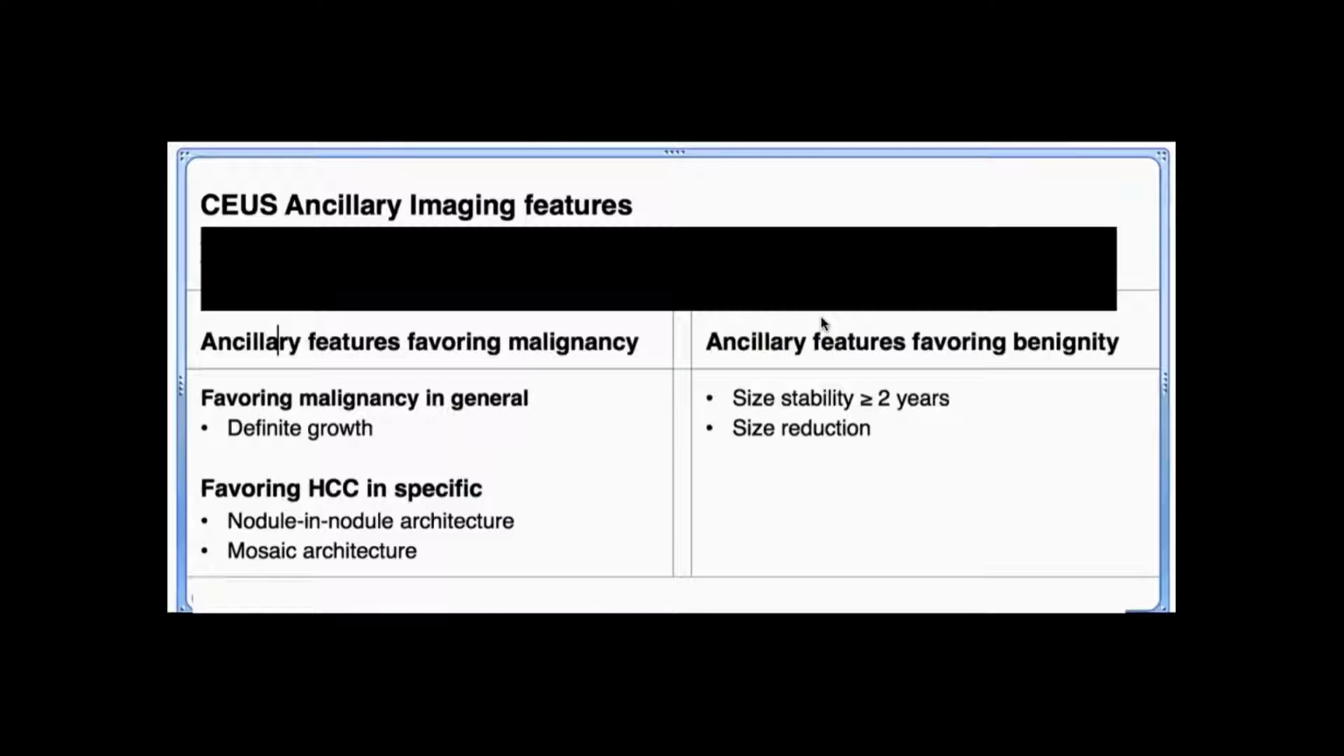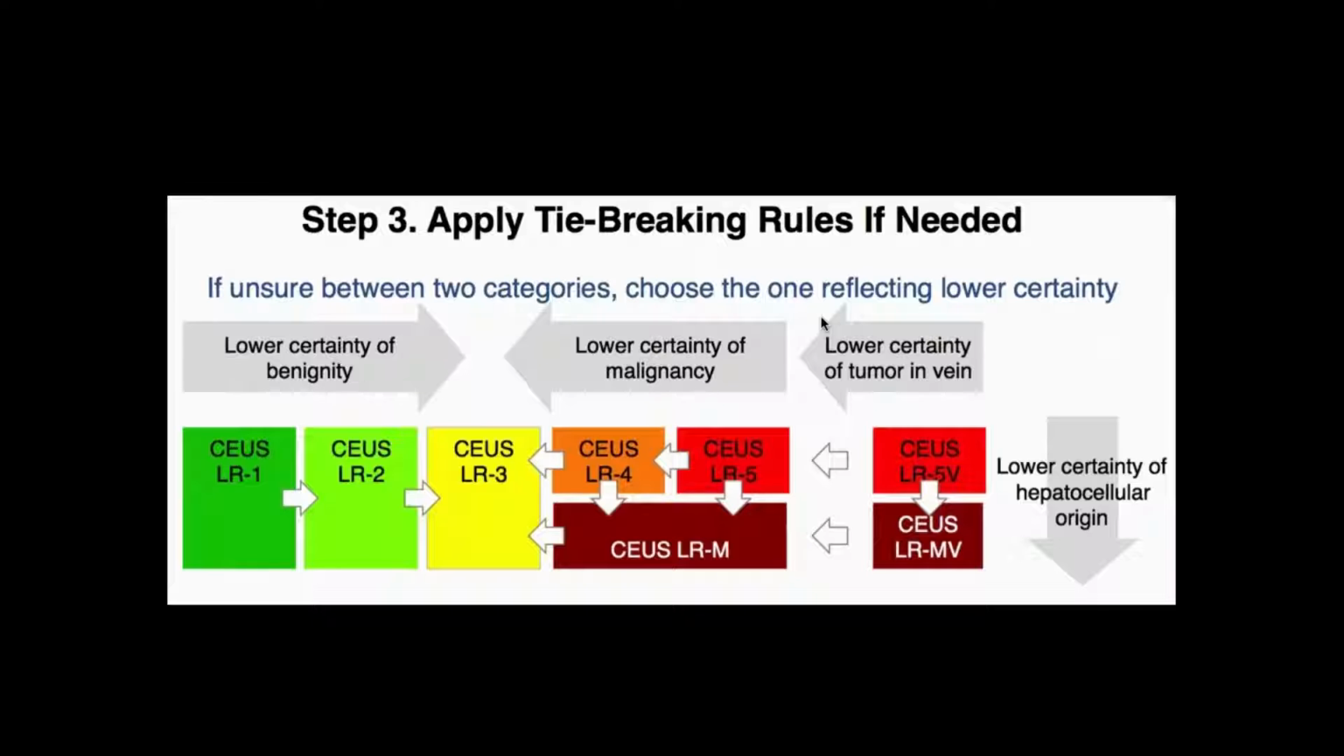And so the ancillary features that we want to consider are interval growth. And then another thing that favors HCC, which we didn't have time to cover today, is the nodule in nodule architecture. And then at the end, we want to apply tie-breaking rules.